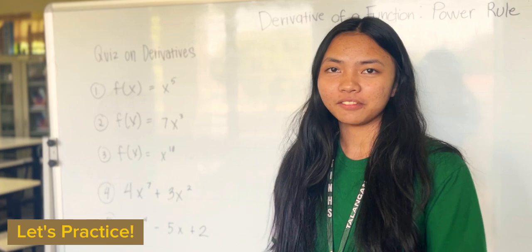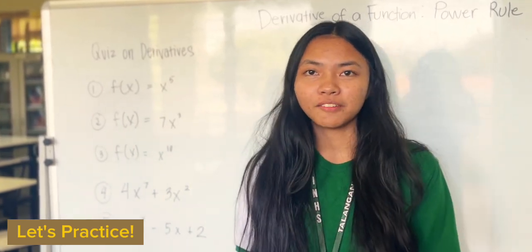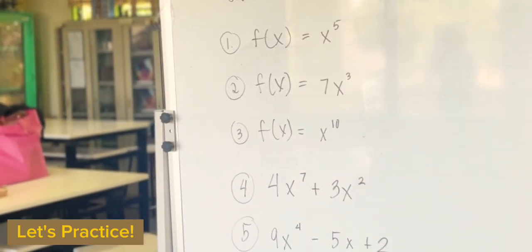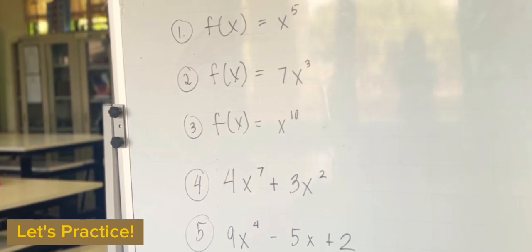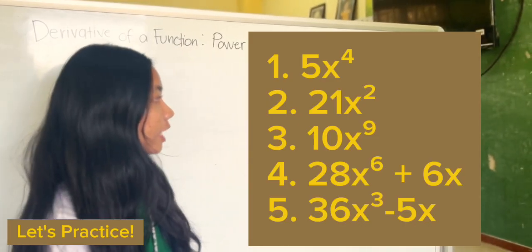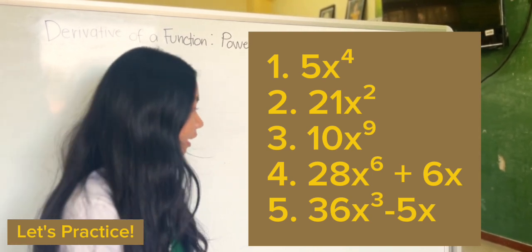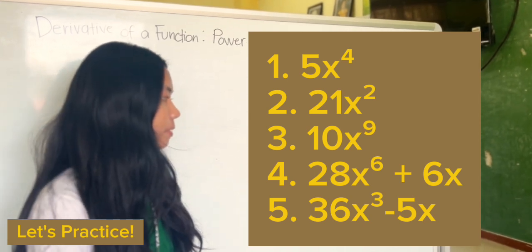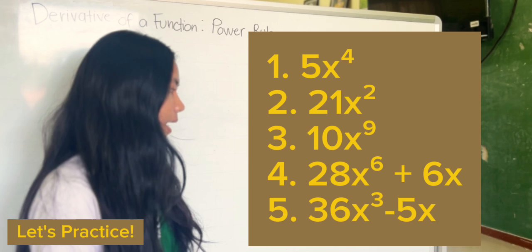To test your attentiveness and if you are actually able to learn from our lesson for today, we'll do a quick quiz on derivatives using the power rule. For the answers, number 1, 5x raised to 4 plus 2, 21x squared plus 3, 10x raised to 9 plus. For number 4, 28x raised to 6 plus 6x. Number 5, 36x cubed minus 5x.